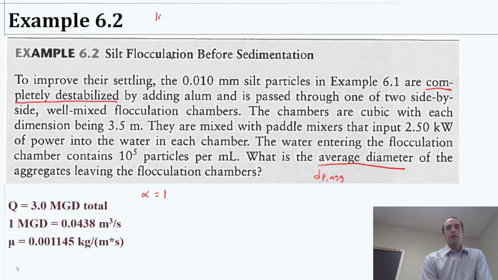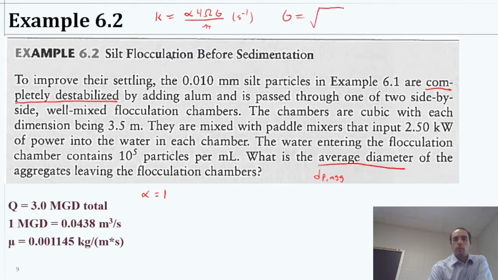While I'm thinking about it, the K we described just a minute ago, the equation was alpha times 4 times the flock volume times G divided by pi. Needs to be in per seconds. We also had an equation for G, which is the square root of the power divided by dynamic viscosity times the volume of the basin. That power should be in watts.